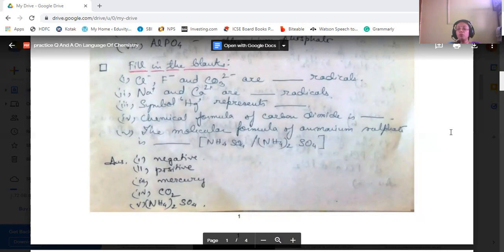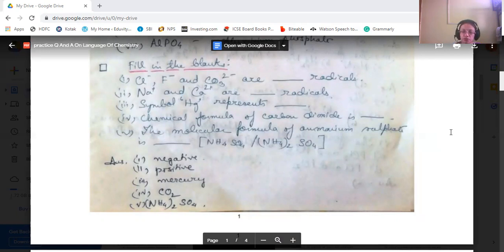Then the molecular formula of ammonium sulfate. The two options given are NH4SO4 or (NH4)2SO4. The radical NH4 has one valency, and the sulfate SO4 radical has two valency. So the formula will be (NH4)2SO4.